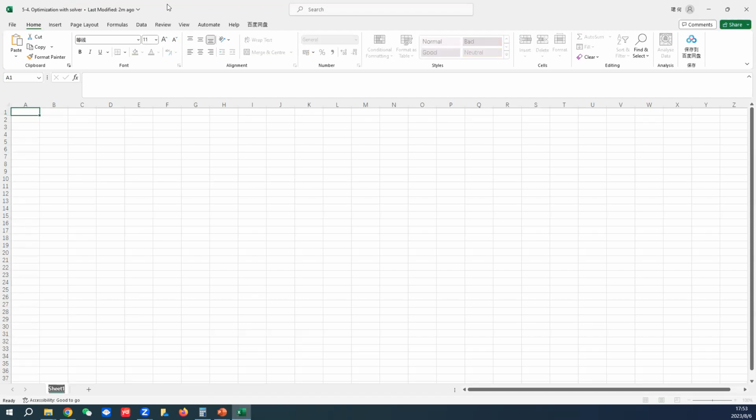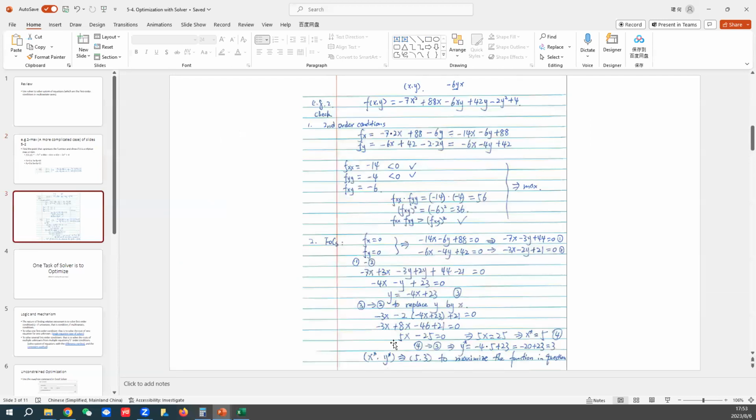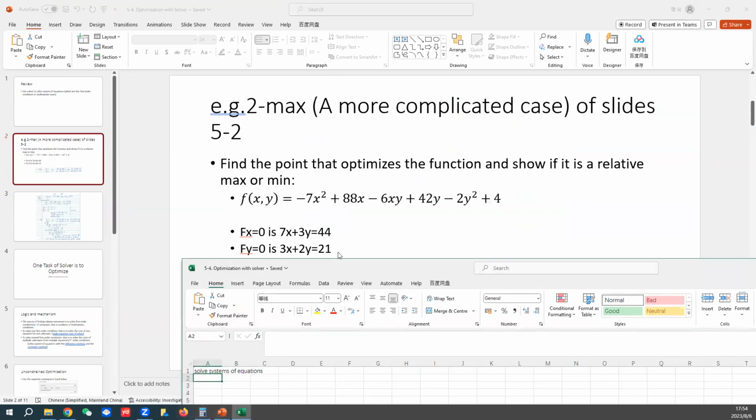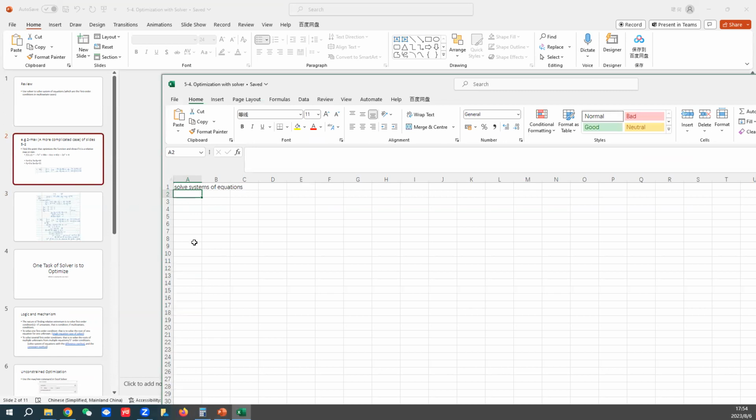Okay, that is example 2 of 5-2. And here let's do A, which is solve systems of equations. Okay, so the system equations here, as we have solved out the detail, I have attached in the subsequent slides to follow. I will not go into the detail of how you derive this. You can refer to previous slides and previous recordings for the detail.